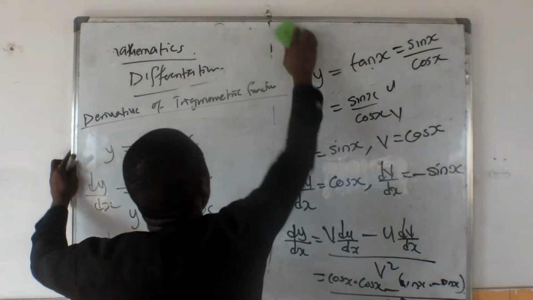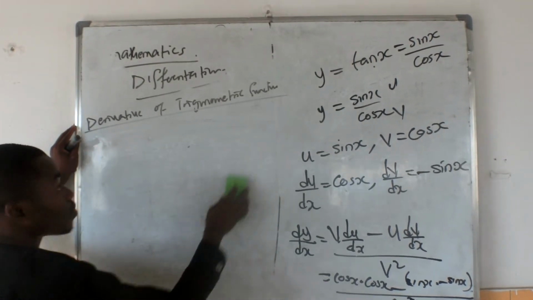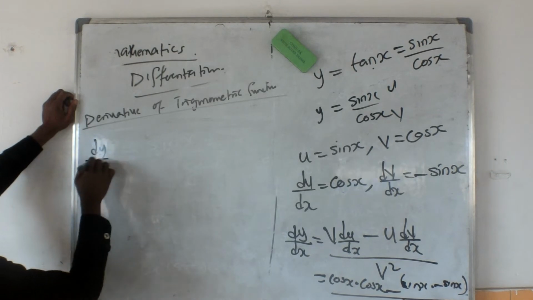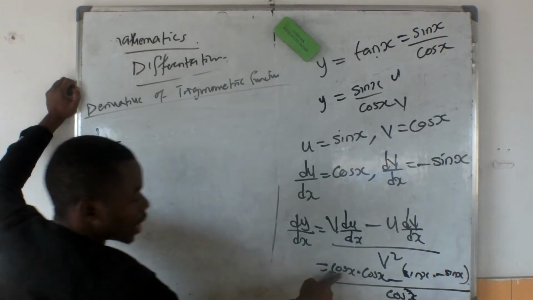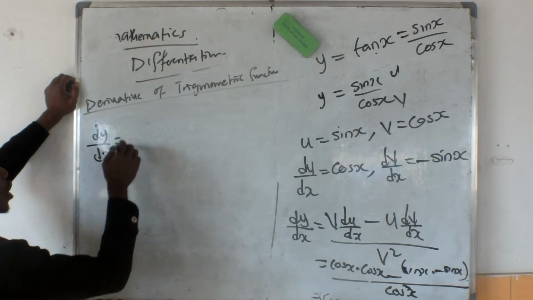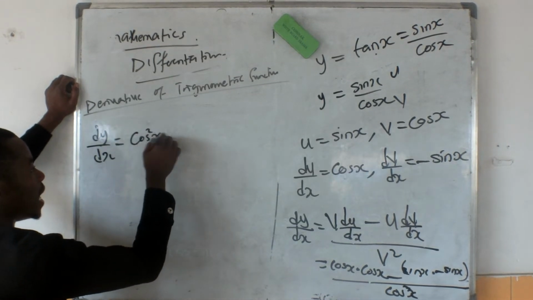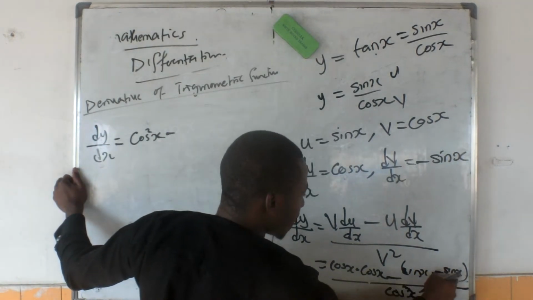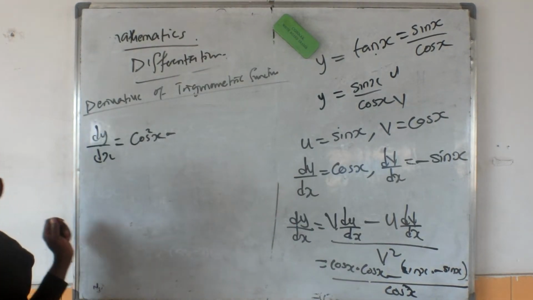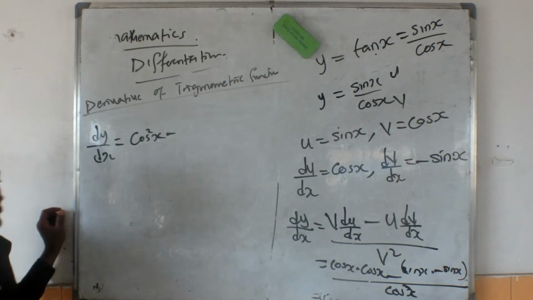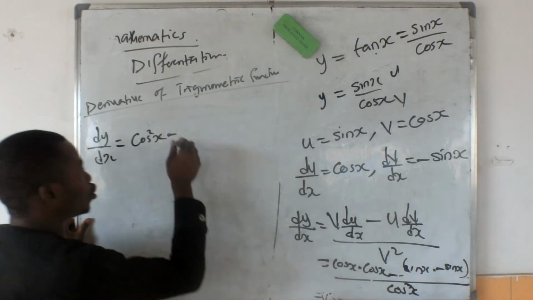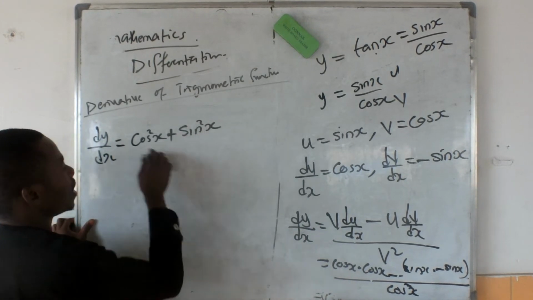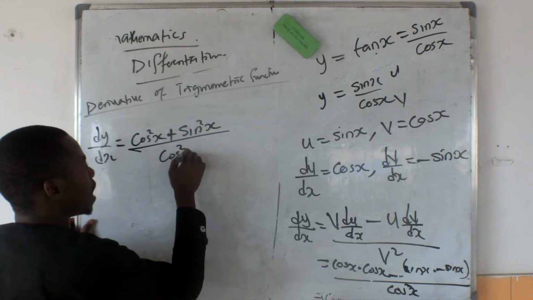So if you have that, you can come here and say dy/dx is now equal to cos x times cos x, which will give you cos squared x, minus sin x times sin x, which will give you minus sin squared x. And by the time you use this minus to multiply this minus, it will give you plus. You now have sin squared x, everything all over cos squared x.